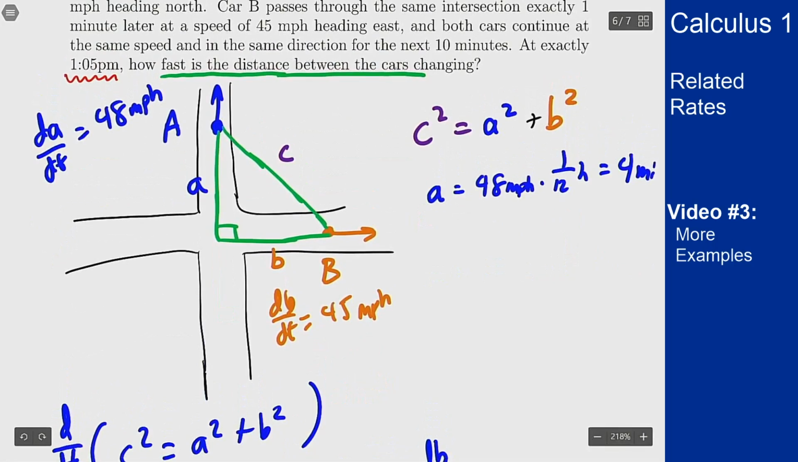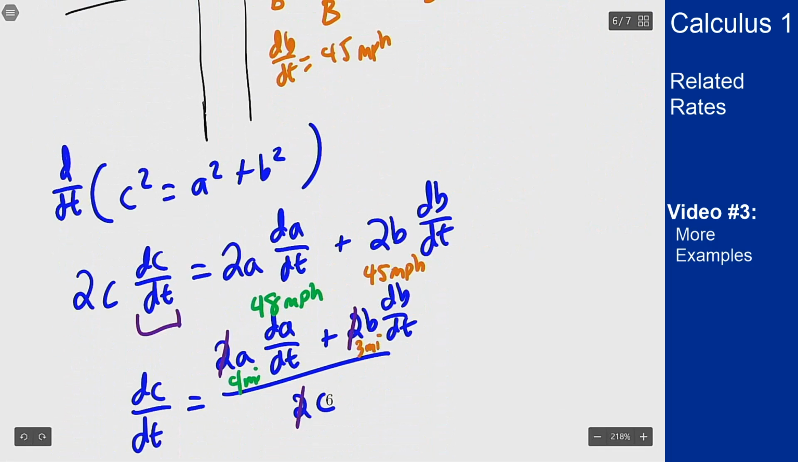What about B? Well, car B has been traveling east at 45 miles per hour for 4 minutes, because they passed the intersection 1 minute later. So B is 45 miles per hour times 4 minutes, which is 1/15 of an hour, which is 3 miles. We can plug that in, like so.